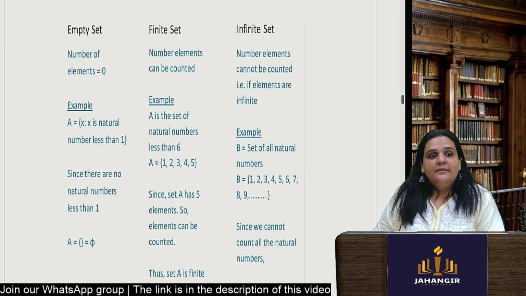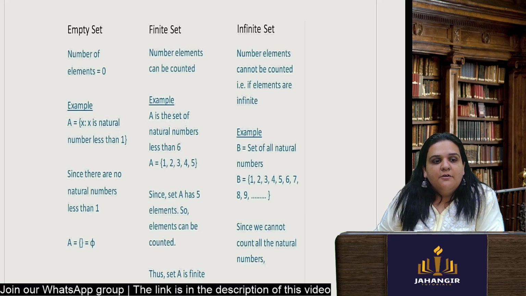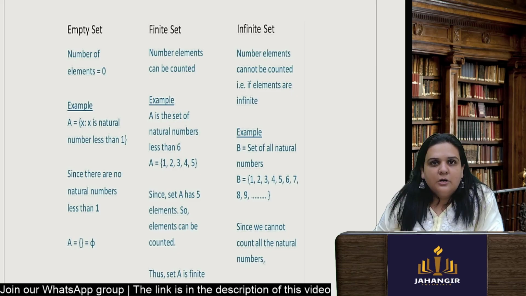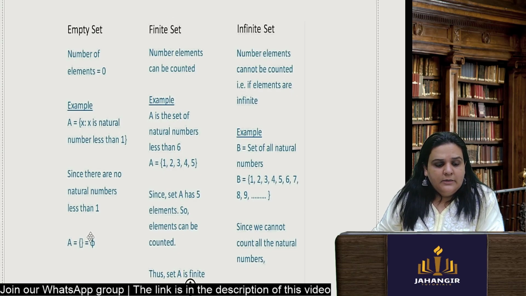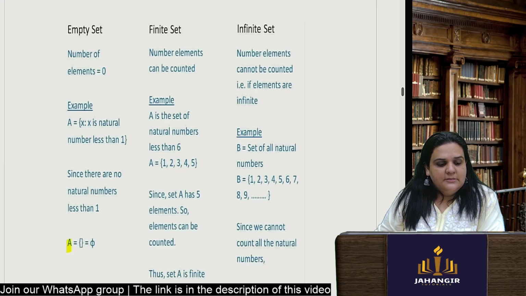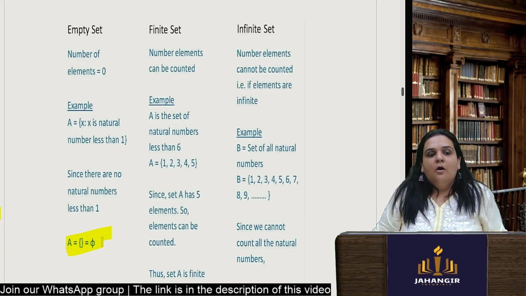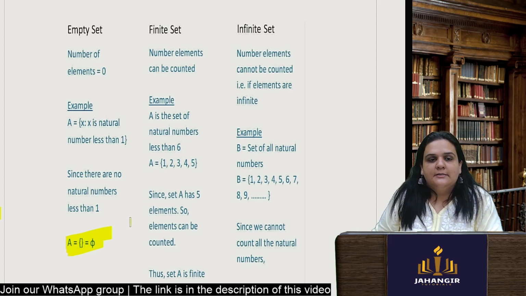Empty, where the element is 0, there is nothing there only in that set. So if I tell you A is a set of natural numbers which are less than 1, is there any natural number which is less than 1? Less than 1 is 0. 0 is not a natural number. So it's an empty set. How is it denoted? Like this. It is denoted by A is equal to curly brackets with nothing in that, or you can write 0 with a slash on it, which is an empty set.